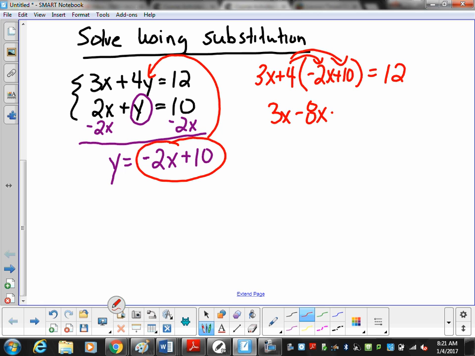4 times 10 is 40. And then the 12 stays on that other side. So all I'm doing is distributing that 4 to the stuff that replaced y. And then I can combine like terms. So what is 3x minus 8x? Negative 5x. Good job. Okay, and I'll go ahead and subtract the 40 from both sides on this one. So 12 minus 40 is negative 28.